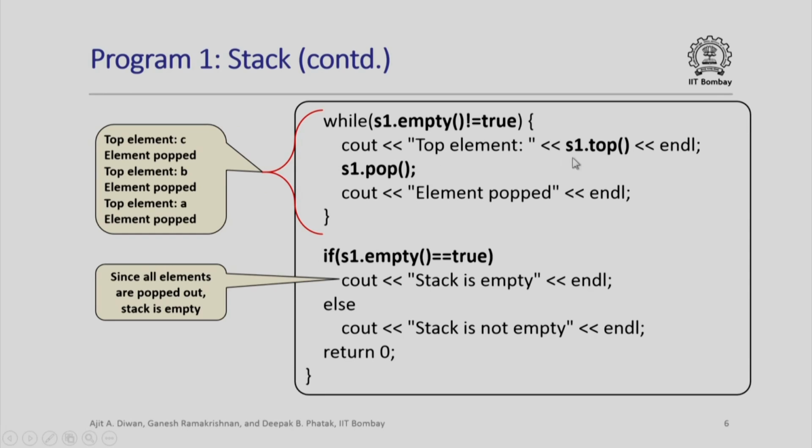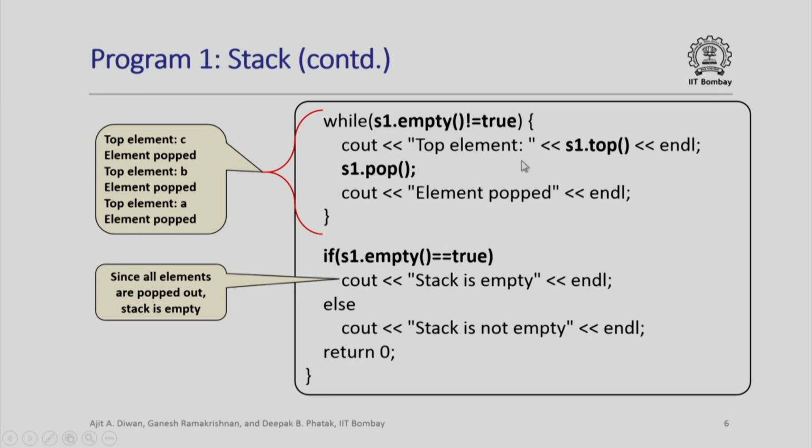The top element is examined by S1 dot top. What element will be seen at this juncture? Notice that we had inserted elements A, B and C in that order. So, the top of the stack will be C, and C therefore will be printed. When I pop, C will disappear, and then I will go back again because the stack is not empty.